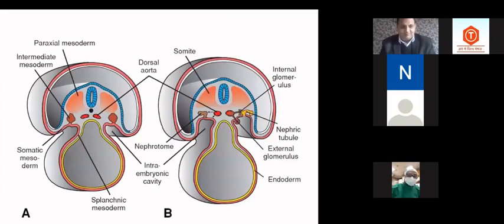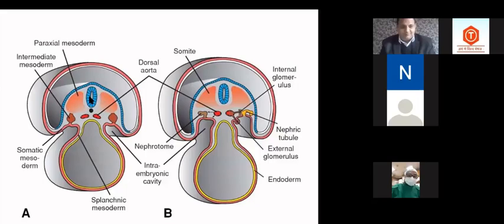So here is the diagram of the early embryo. As all of us know, in the beginning, during embryo development, there is a trilaminar germ disc formation where we have ectoderm, mesoderm, and endoderm. Later on, part of the ectoderm pinches off and gives rise to the notochord, as we can see in this diagram also. This is the notochord which pinches off from this ectoderm.